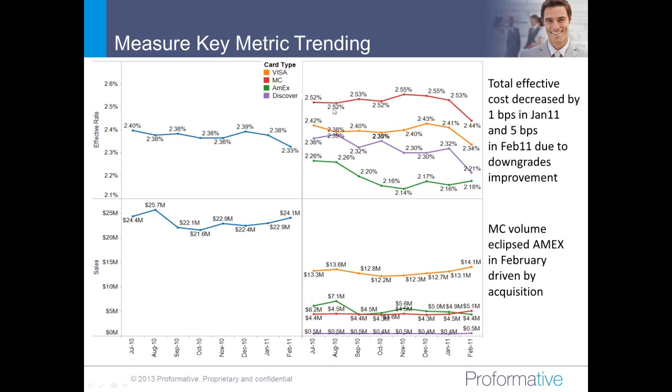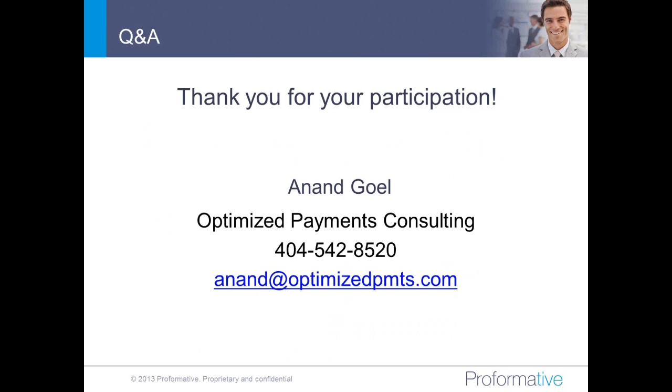And in one instance, we found that Discover was the most expensive, and that was because of the poor pricing that the merchant had negotiated with Discover. It can lead to a lot of insights.